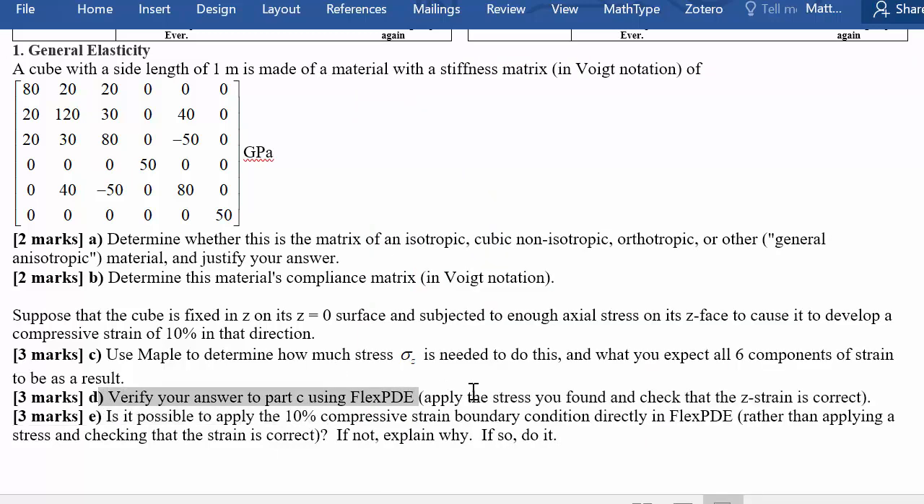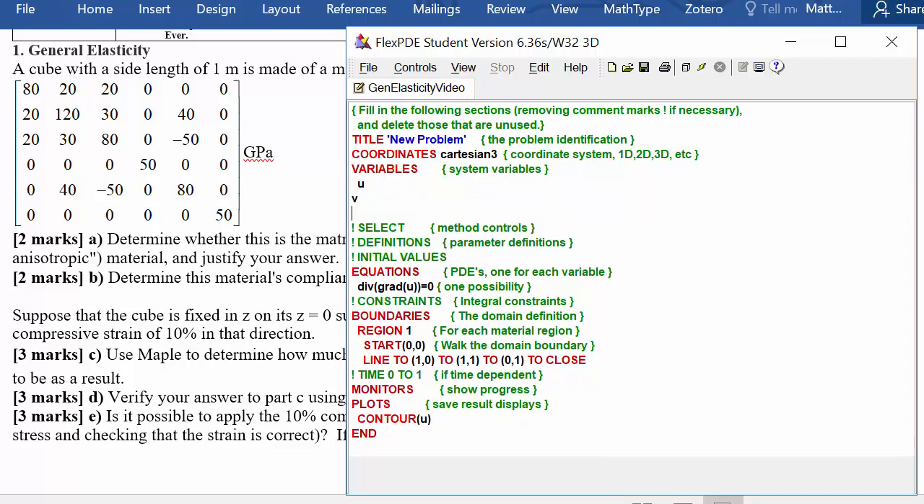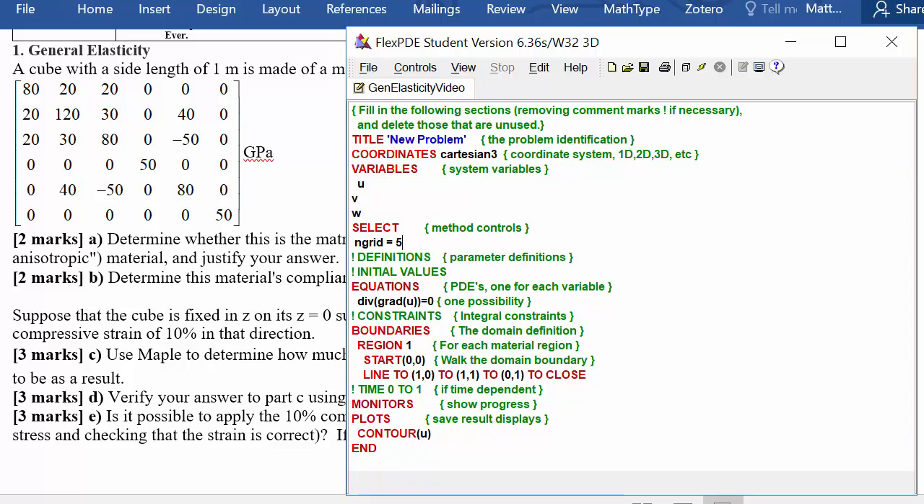Part D asks us to verify this using FlexPDE, so apply the stress that we found and check that the Z strain is correct. Okay, so you should probably have code ready to go for solving general elasticity problems by the time you go into any kind of a test. But let's look at how you would build this up from scratch. So we've got a new problem set up here. We're going to go into Cartesian 3. We're going to need variables for the displacements in all the different directions, so u, v, and w, and we're going to use the select n grid is equal to 5.